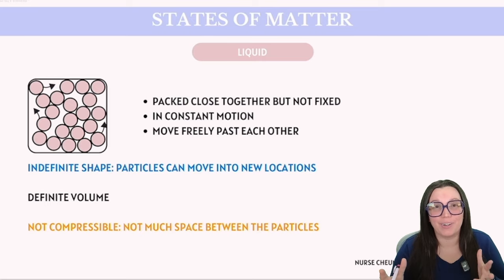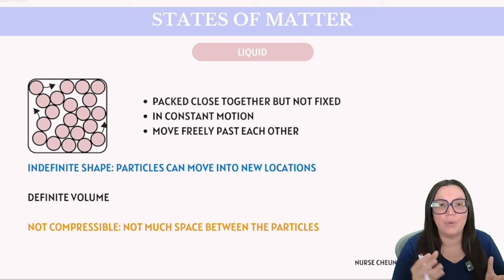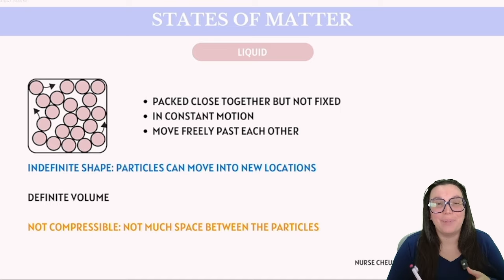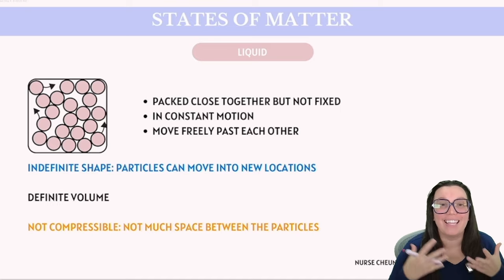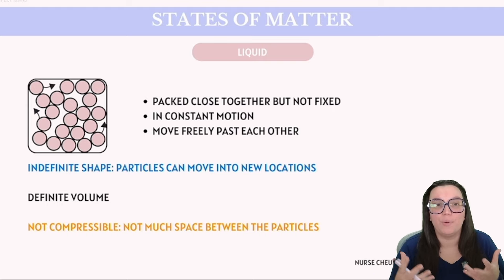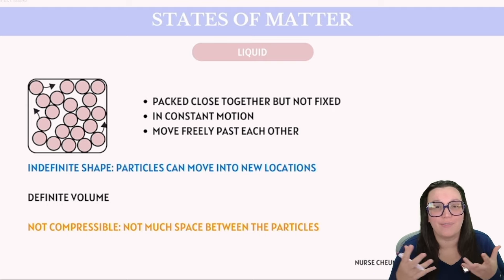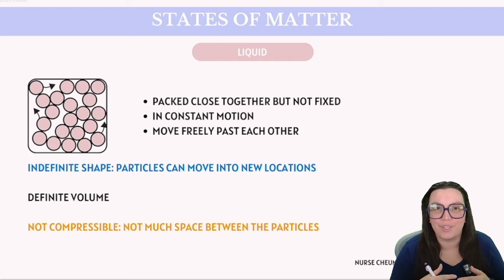This mobility of particles is key to understanding why liquid has an indefinite shape. Because these particles can move more freely, they can adapt to new locations easily. This is what allows liquids to pour and take on the shapes of their containers. They simply tumble around each other and settle into their new configuration.